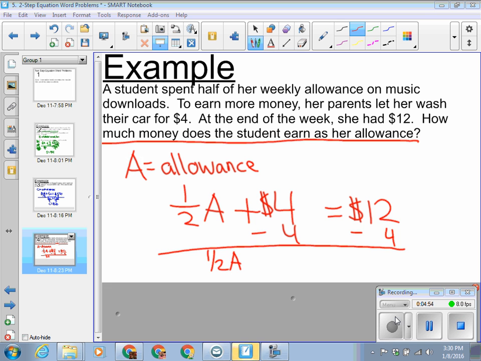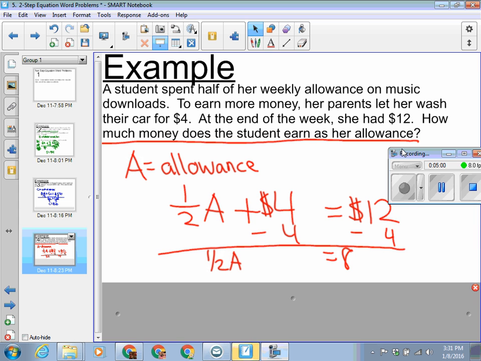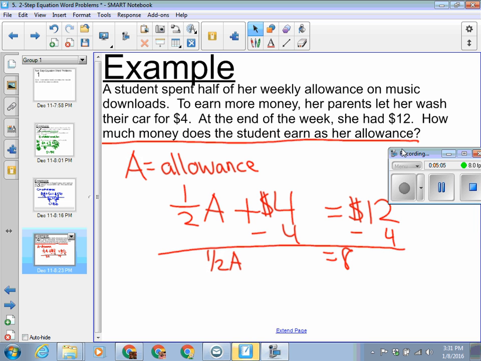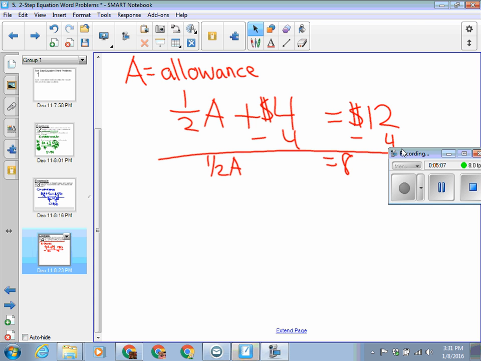So half of something equals 8, and all we have to do now is divide both sides by 1/2 and just think about it. Half of what number equals 8? And we should know that A equals 16, so she earns $16 in her allowance.